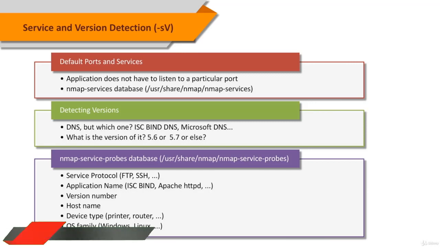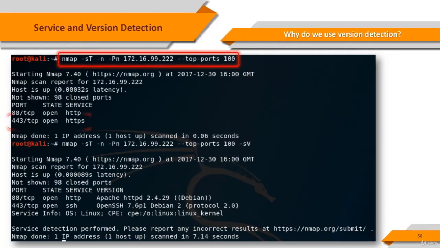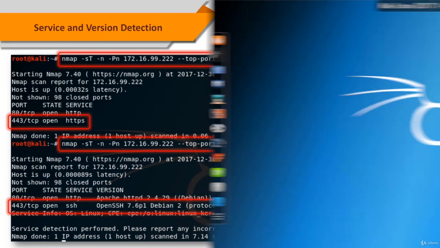Nmap tries to determine the service protocol, for example, FTP, SSH, Telnet, HTTP. The application name could be ISC BIND, Apache HTTPD, Solaris telnetd. The version number, host name, device type, something like a printer or a router, and the OS family. You know what that is, Windows, Linux, etc. So let's see how to use service and version detection in Nmap and why it's important.